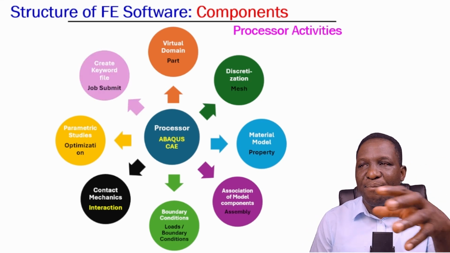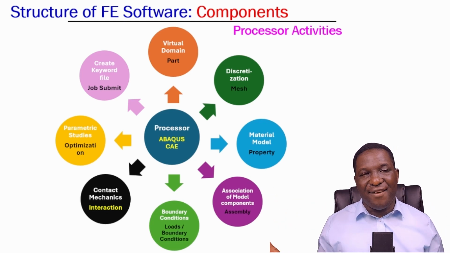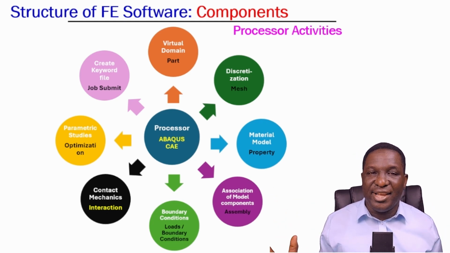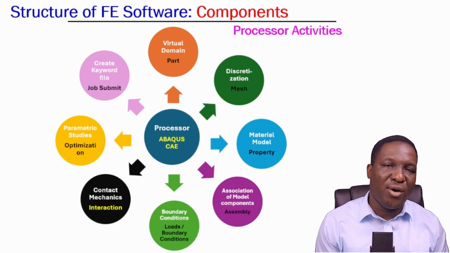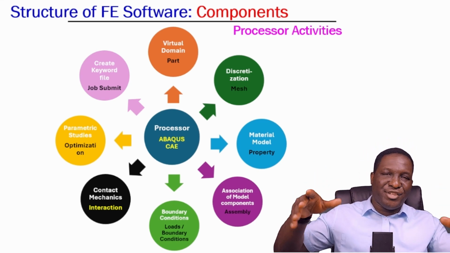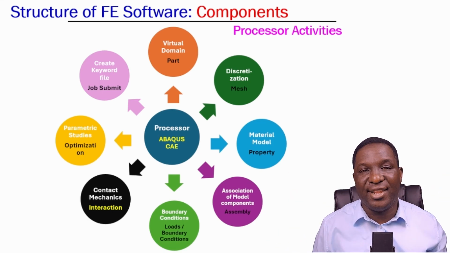Remember, the essence of the preprocessor stage is to create a keyword file. Once you've done the job and you create the name of the file and you say submit, the first thing that happens is that a keyword file is created. So all these different parts of what we call the FE software are essentially addressing the different elements of what we need in order to make the simulation work well. And so at the preprocessor stage, you need to give the user handles to exploring all these different aspects.